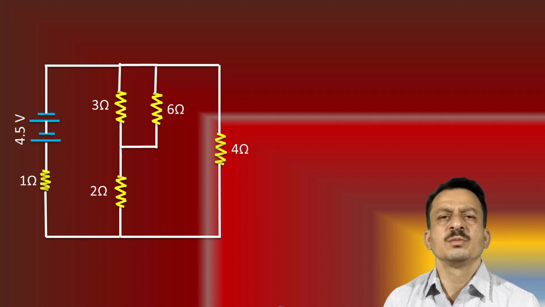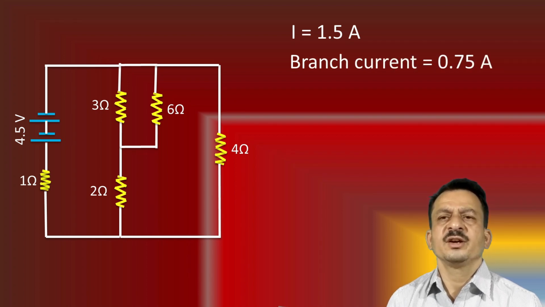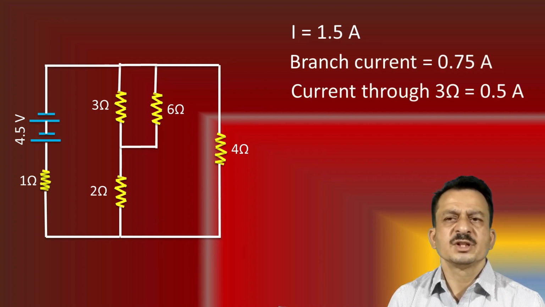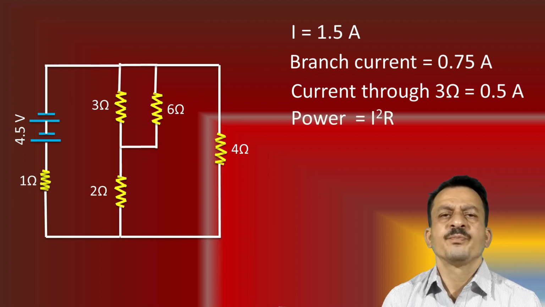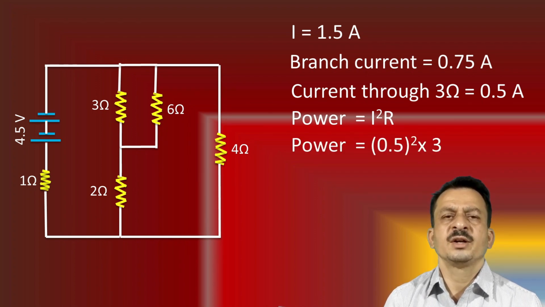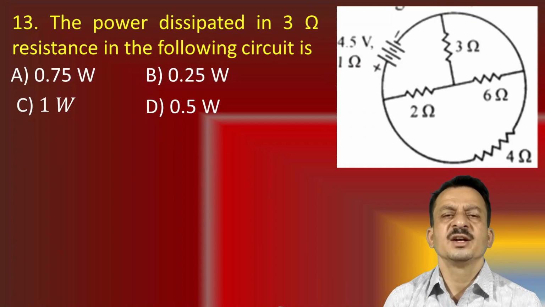Therefore the current through the 3 ohm resistor is 0.5 amps, as I have explained. Hence the power is I square into R, 0.5 square into 3. 0.5 whole square is 0.25, into 3, therefore it is 0.75 watts. Hence A is the right answer here, 0.75 watt.